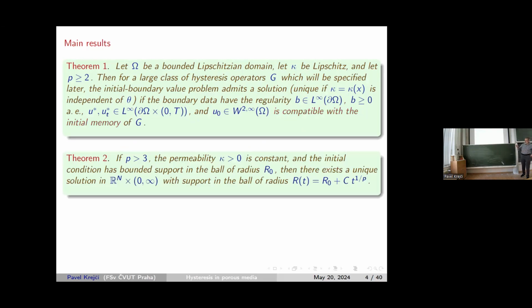And then there is a second theorem which says that if the p in the p-Laplacian is equal to 3 and the permeability is constant, and if the initial condition has bounded support in the ball of radius R0, then there exists a unique solution which has bounded support again, in a ball with radius proportional to t to the 1 over p. So this means that the speed of propagation decreases with time. And so the wetting front propagates, but propagates slower and slower.